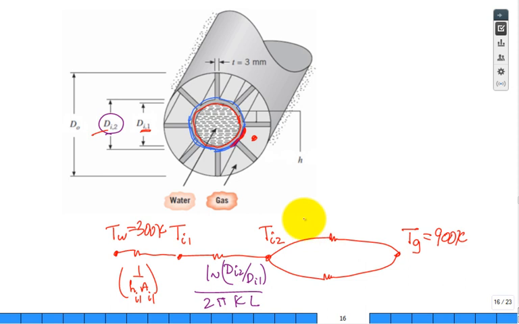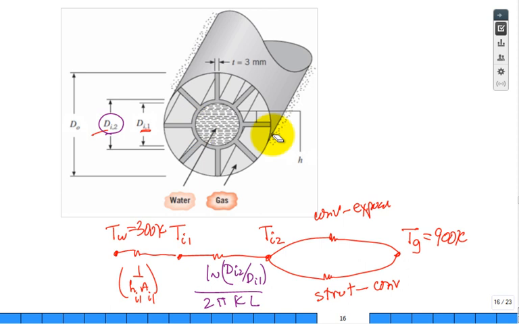This would be due to the uncovered surface, and this would be through the struts. First it's through the strut, and then it's convected. Here it's convected off of the exposed surface. What do you mean, exposed surface? Well, let's zoom in a little bit. This part right here, and that part, and that part, and that part are all exposed, aren't they? That's probably the easiest one.